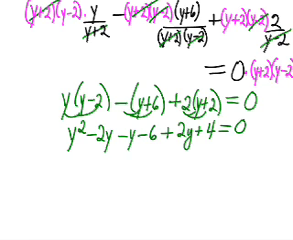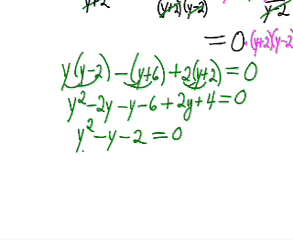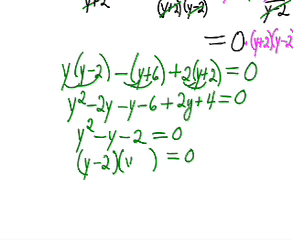Combining like terms, we get y squared, minus 2y minus y is minus 3y, plus 2y is minus y. Negative 6 plus 4 is negative 2, equals 0. We now have a quadratic equation in standard form, so we proceed to factor. This gives us y minus 2 times y plus 1 equals 0.